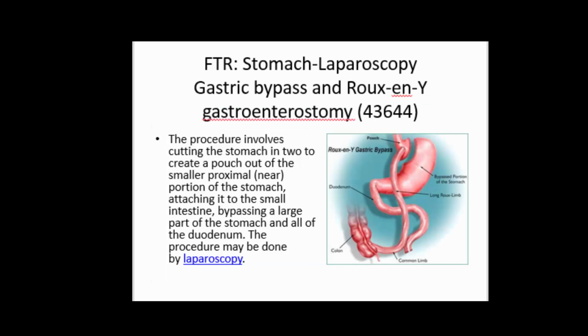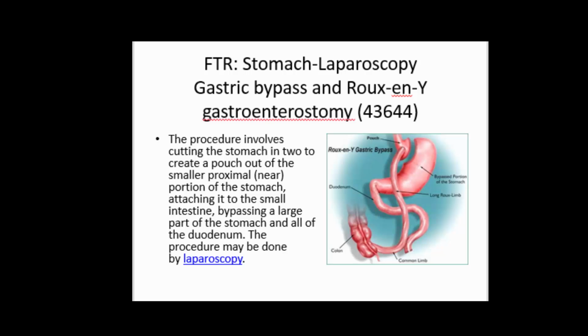I just wanted to put a couple of slides in here about gastric bypasses. I didn't see anything in the textbook so much about it, and I thought we should at least talk about it a little bit. The gastric bypass is also called a Roux-en-Y, which is a gastroenterostomy. Roux-en-Y is just the way it describes the procedure. You're cutting the stomach in two, and you're creating a pouch out of a small part of the stomach and attaching that to the small intestine. So you're bypassing a large part of the stomach, and that can be done laparoscopically.